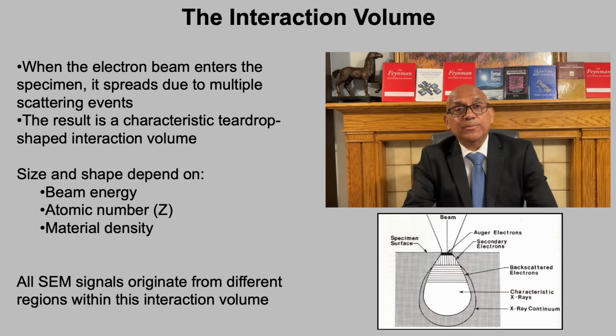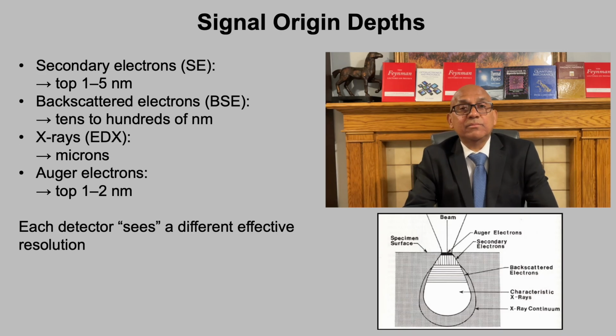Higher beam energy generally increases penetration depth, while higher atomic number and density tend to confine the interaction volume closer to the surface. An important point to remember is that all SEM signals originate from within this interaction volume, but not from the same depth or region. Understanding this is essential for interpreting image contrast and analytical signals. Although all SEM signals originate from the interaction volume, they do not come from the same depth within that volume.